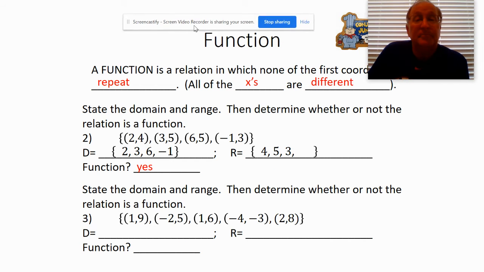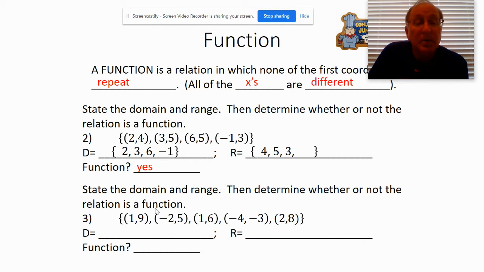Let's state the domain and range, and determine whether or not the relation is a function. So first off, let's look at our first numbers. First one is a 1, a -2. Oh, then 1 repeats. I'm not going to write it again. -4 and 2. So I already know this one's not a function because that 1 repeated.